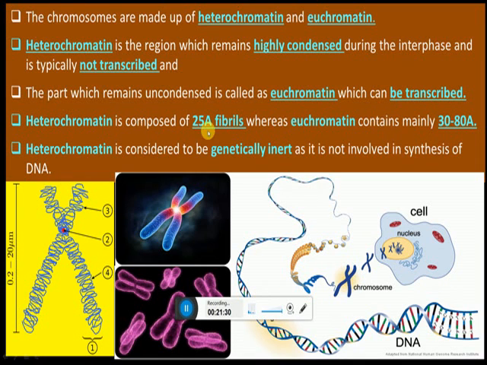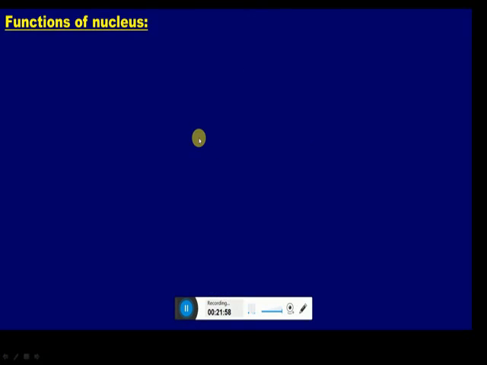Heterochromatin is composed of 25 angstrom fibril thickness, whereas euchromatin is 30 to 80 angstrom thickness. So euchromatin is thicker than heterochromatin. Heterochromatin is considered to be genetically inert. It cannot transcribe, so it is genetically inert. As it is not involved in synthesis, heterochromatin is genetically inert. Euchromatin is the active part of the chromosome. So the chromosome may be divided according to its activity.